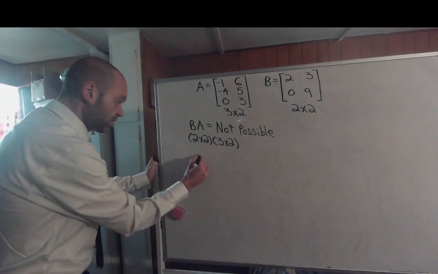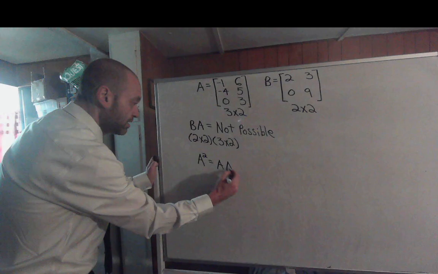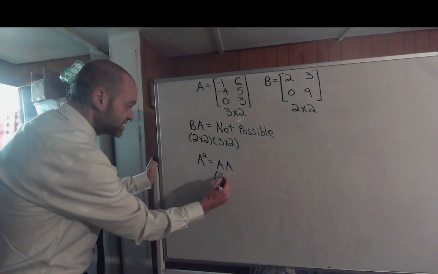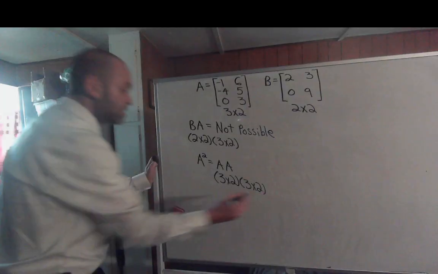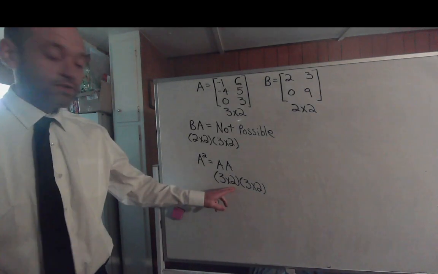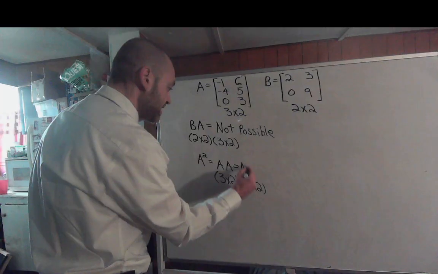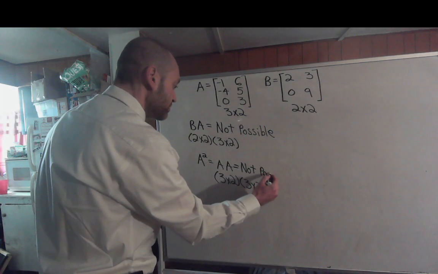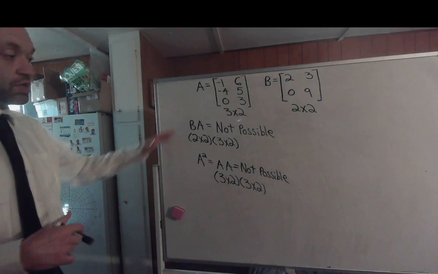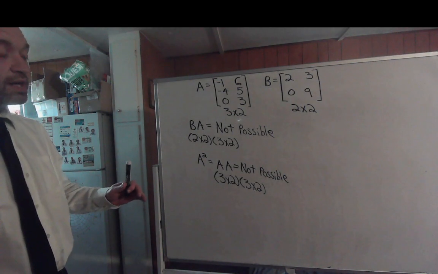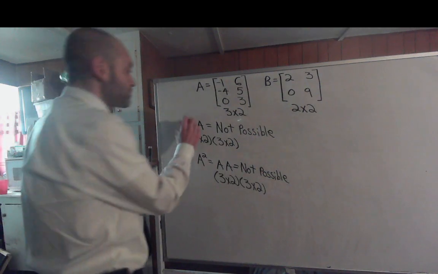Now, last question, what about A squared? Well, we know that's equal to A times A, right? A times A, that would have us taking a 3 by 2 matrix times a 3 by 2 matrix. Well, the number of columns in the first A is not equal to the number of rows in the second A, so matrix A squared is also not possible in this case. So this is one proof here, an example that matrix multiplication is not commutative.